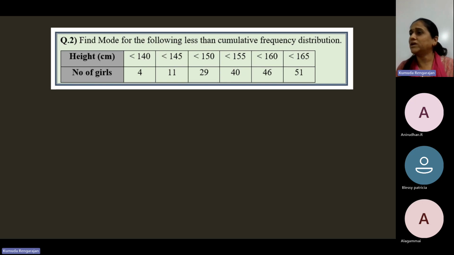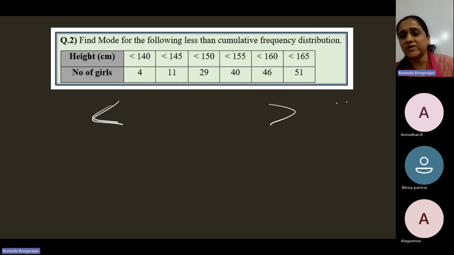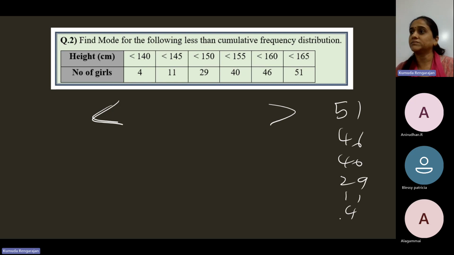Then what you have are the cumulative frequencies. If it is in the ascending order, meaning small to big, write the first one as it is and then keep subtracting. That is in the less than table. In the less than table, you will have the numbers in ascending order, like 4, 11, 29, 40. In the more than table, it will be the other way. It will be 51, 46, 40, 29, 11, and 4.